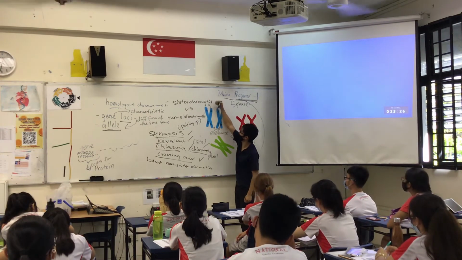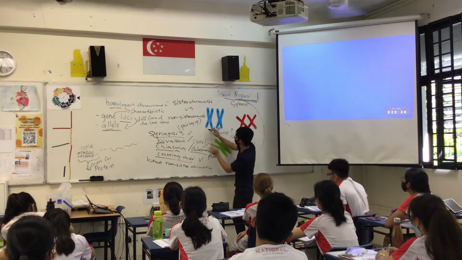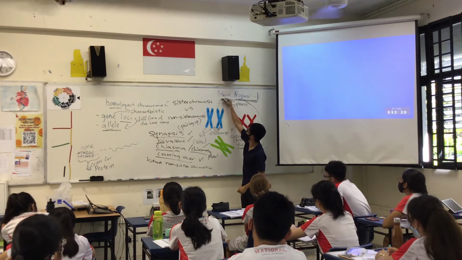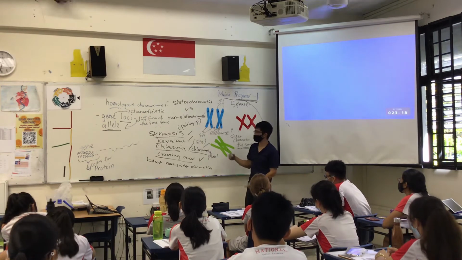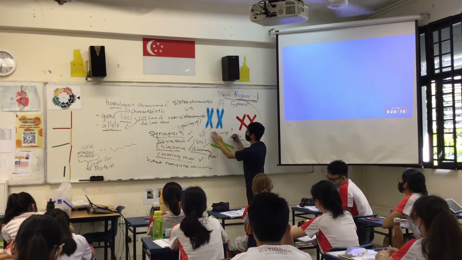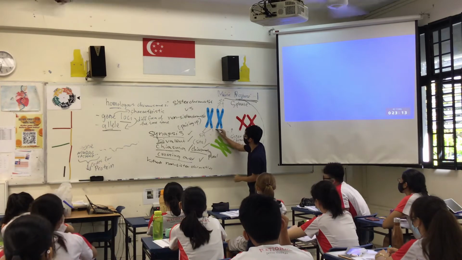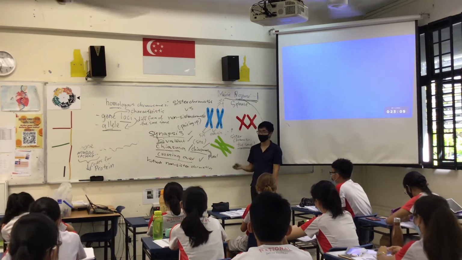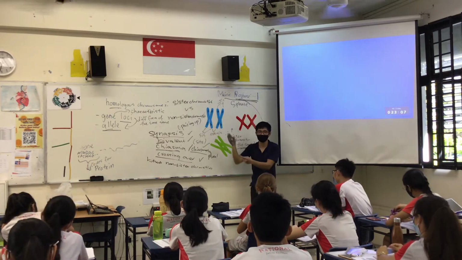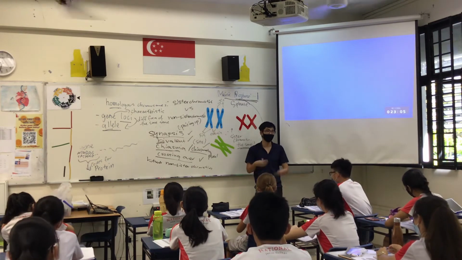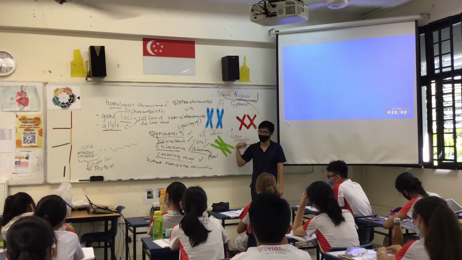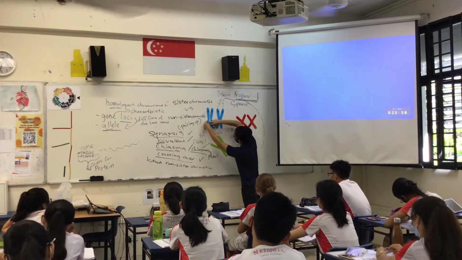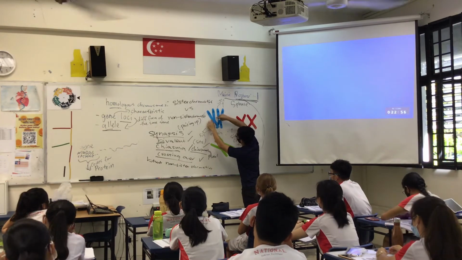These two are sisters. These two also sisters. However, if I look at these two, they are non-sisters. They are not sisters. Sisters are sisters if they share the same centromere. They share the same home. If you don't share the same centromere, they are not sisters. So crossing over takes place between non-sister chromatids, like that.